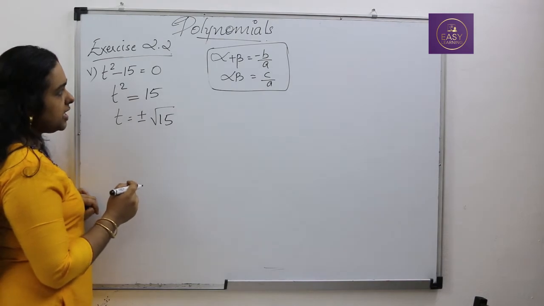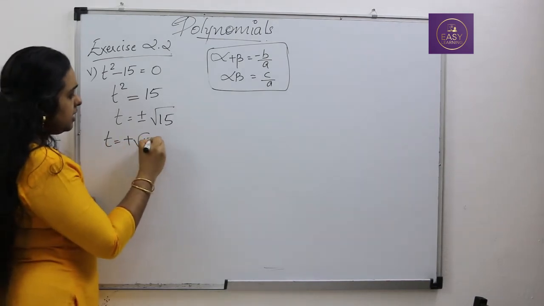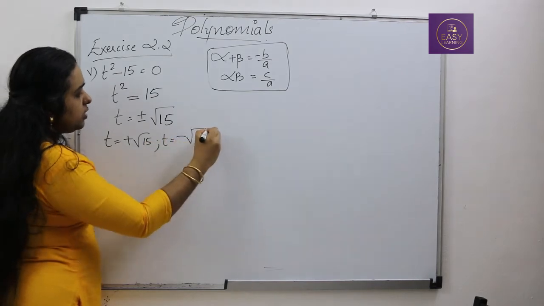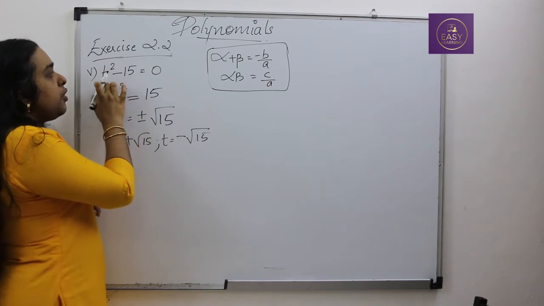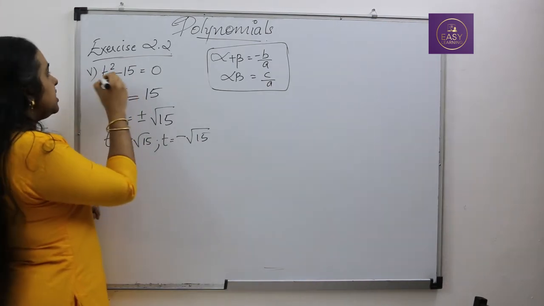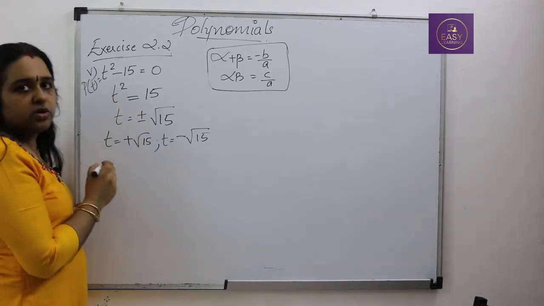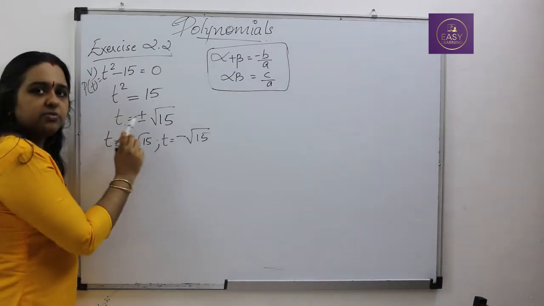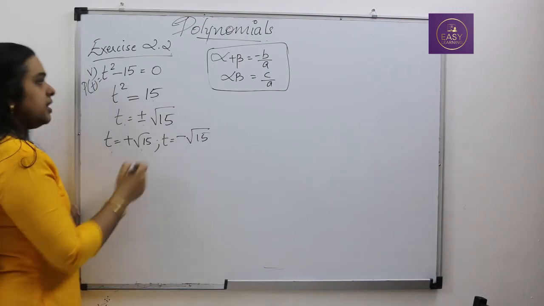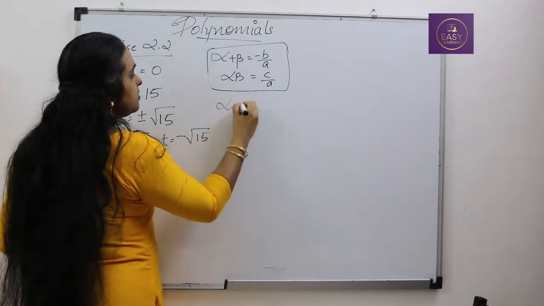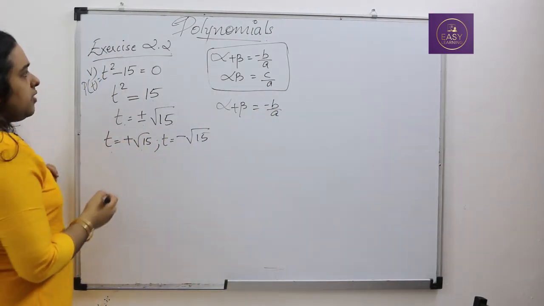So what are the values of t here? T equals plus root 15. Another value, t equals minus root 15. These are the two values of t at which our polynomial will become 0. This is our p of t. P of t equals t square minus 15 equals 0. T square equals 15. T equals plus or minus root 15. Then direct substitution, alpha plus beta equals minus b by a. What is a in this?